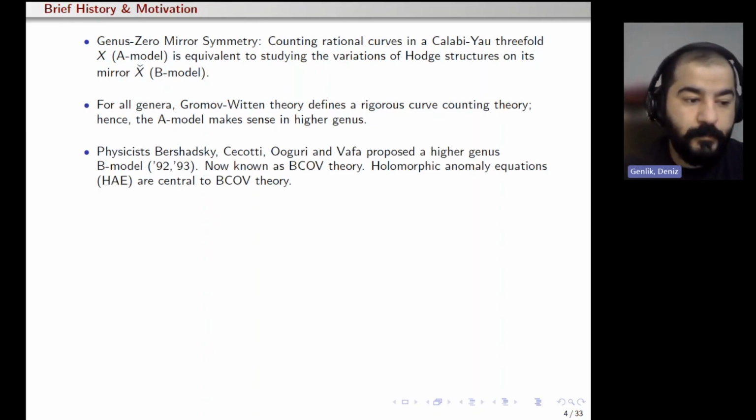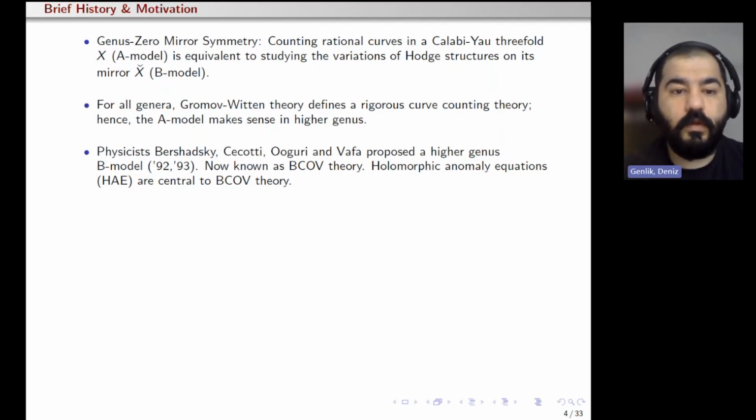There are some different theories described by physicists and mathematicians that want to settle this part. One of the first propositions for the higher genus B model came from these physicists, and the proposal they made for this higher genus B model theory is now known as BCOV theory. There are the holomorphic anomaly equations in this BCOV theory, and they are central to the subject.